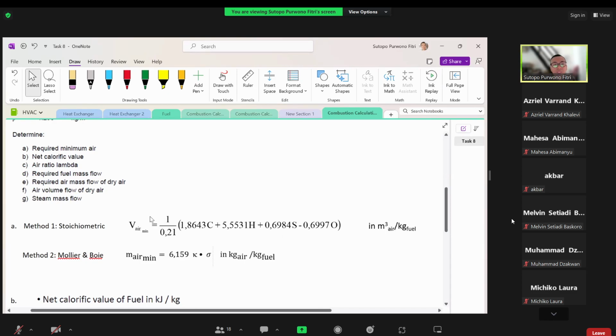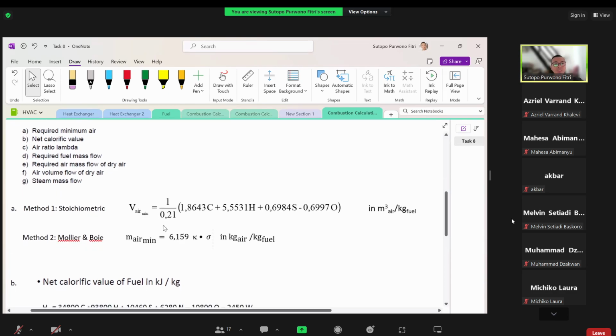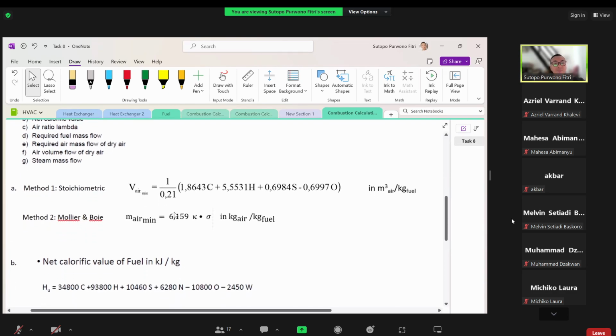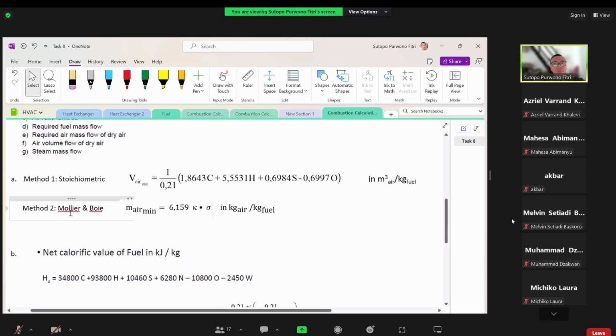Then you can convert it into a mass flow, or the required mass of air, by multiplying with the density of the air. So then you can calculate the minimum air mass. And then the second method, you can use the Molière-Hennebeau. Based on the Molière-Hennebeau, you can check in the last module. You can use this formula.